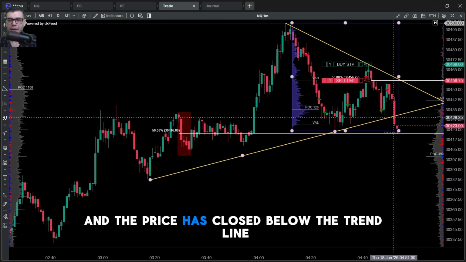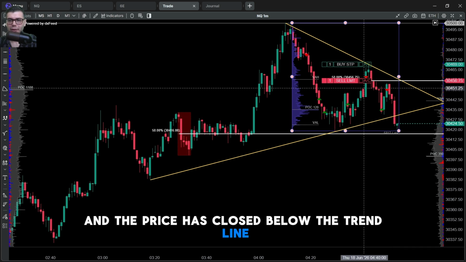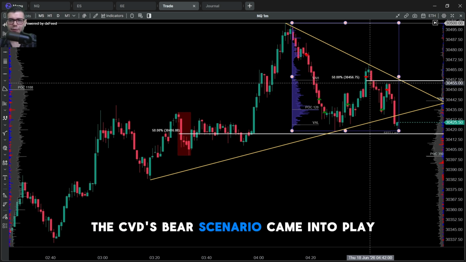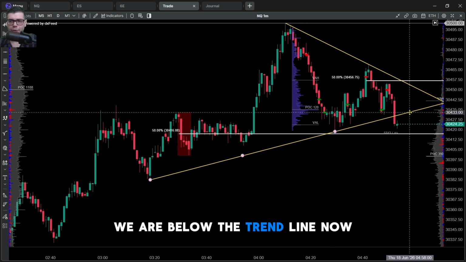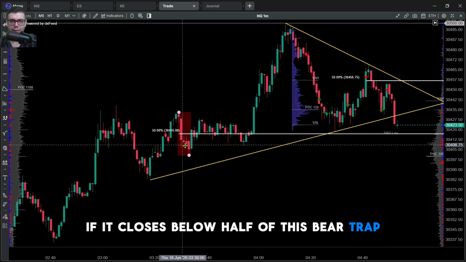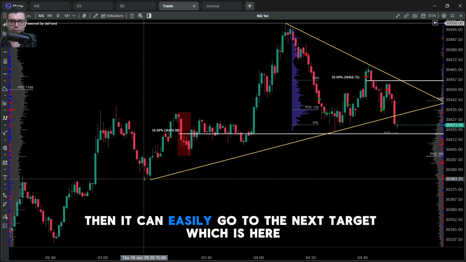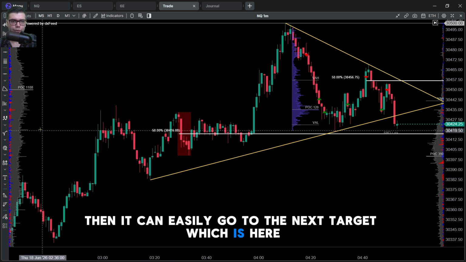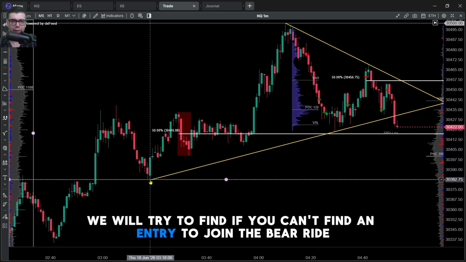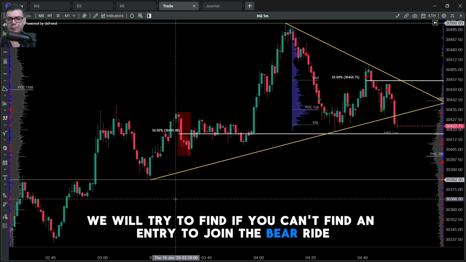Okay, the price has closed below the trend line. I have to delete these pending orders. The CVD's bear scenario came into play. We are below the trend line now. If it closes below half of this bear trap, then it can easily go to the next target, which is here. Meanwhile, we will try to find an entry to join the bear run.